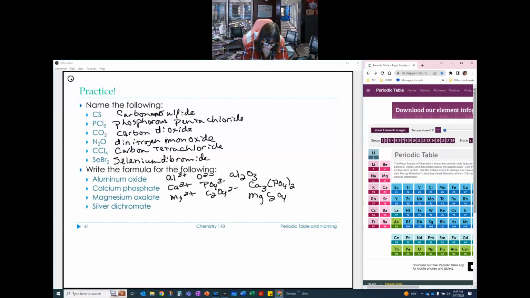Okay. And silver dichromate. So dichromate, that is a Cr2O7 2-. Silver doesn't list which charge it has, so I'm going to assume it's a 1 because it can be. So if that's the case, that's going to mean Ag2Cr2O7. Okay.